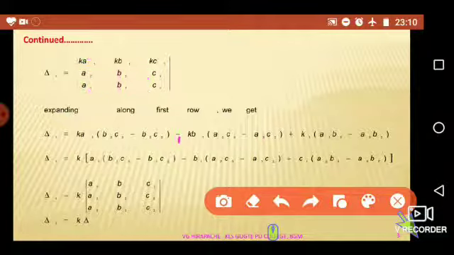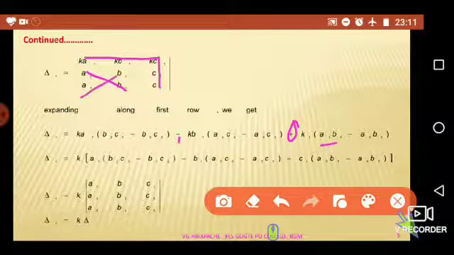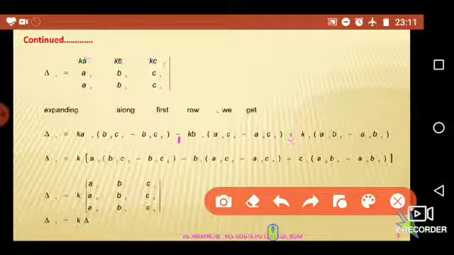Before I go to the next element of the same row, we have the plus sign into kc1. Deleting the row and column consisting of kc1, we are left with the second order determinant with the elements a2, b2 and a3, b3. Therefore, a2 b3 minus a3 b2. Now, my dear students, we have expanded the determinant delta 1 along the first row.